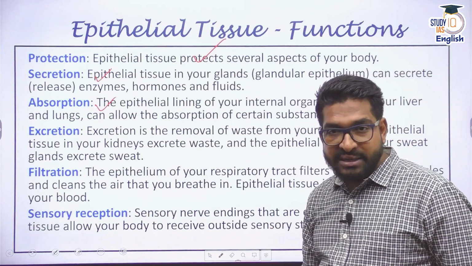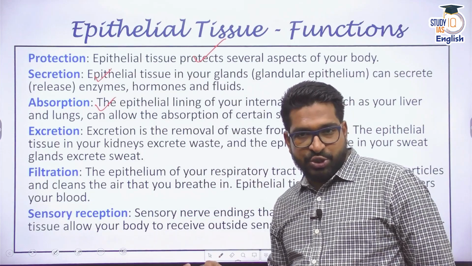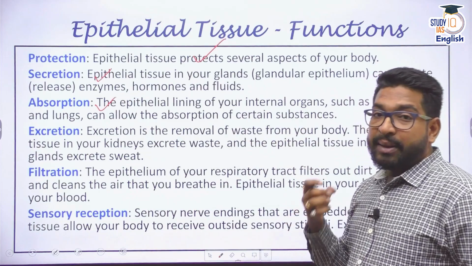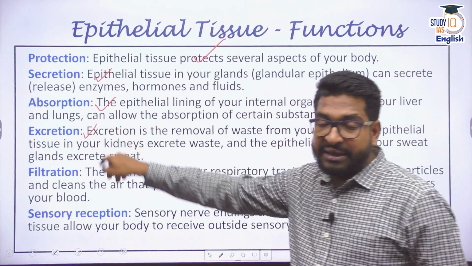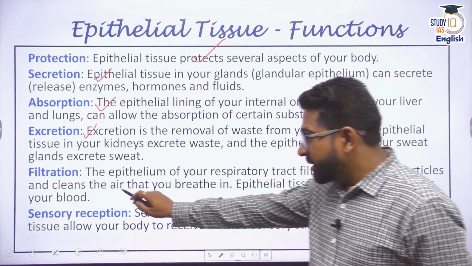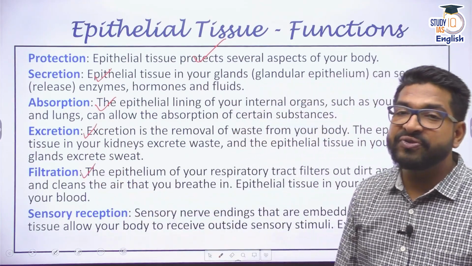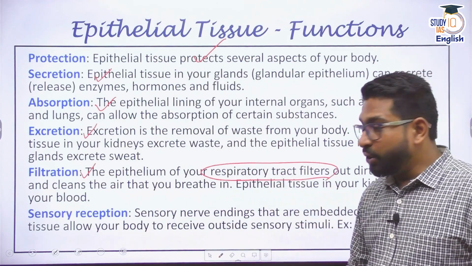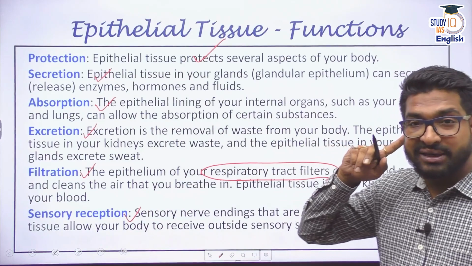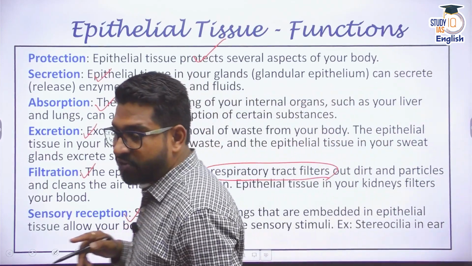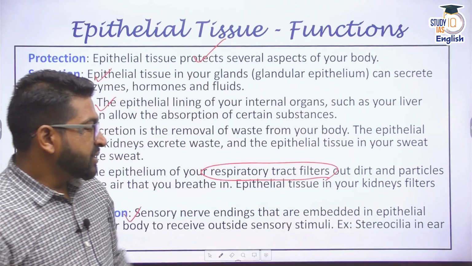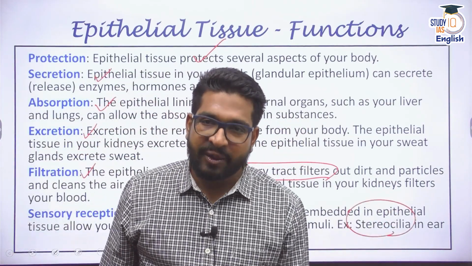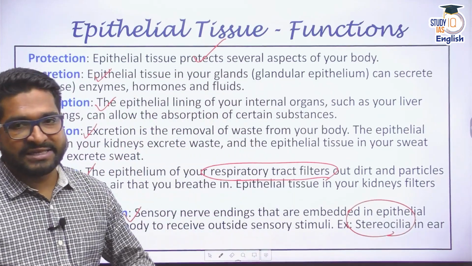Epithelial cells in your lungs help in gas exchange. Epithelium in the small intestine helps in absorption. Epithelium also helps in excretion, predominantly in the kidney. Apart from that, they also have a function of filtration. Many epithelial tissues help in respiratory tract filtration. They also have sensory reception. As I told you, the cilia that they have, that is the olfactory epithelium, they have stereocilia in the ear. It is a classic example of epithelium which gives you some sort of sensory reception.